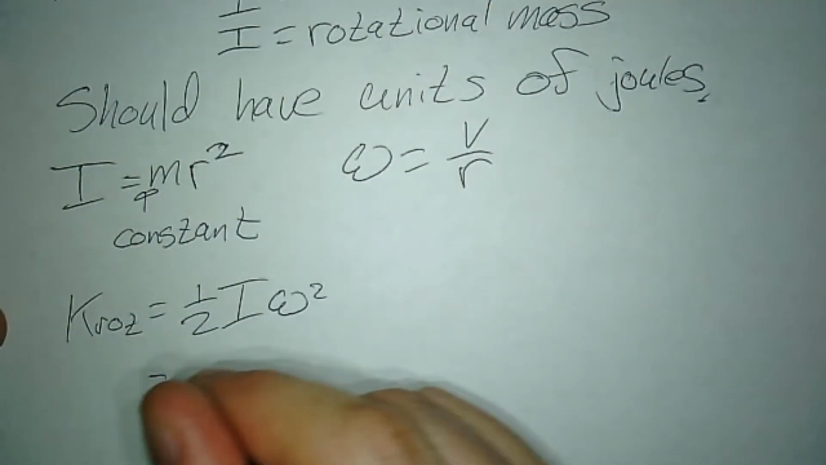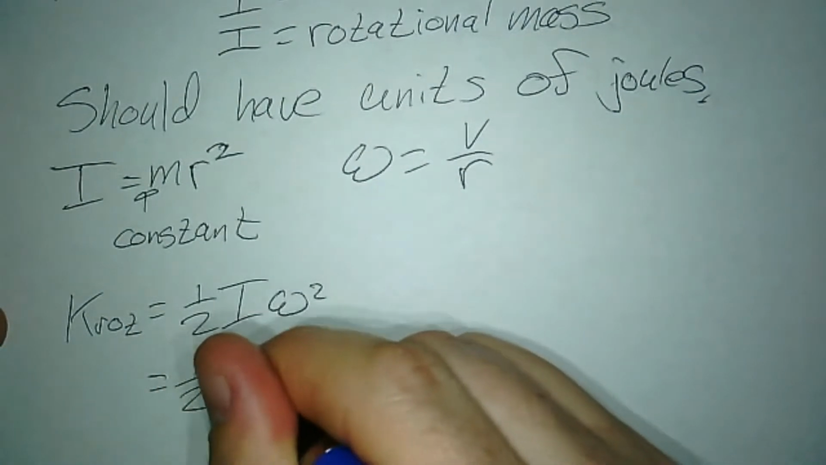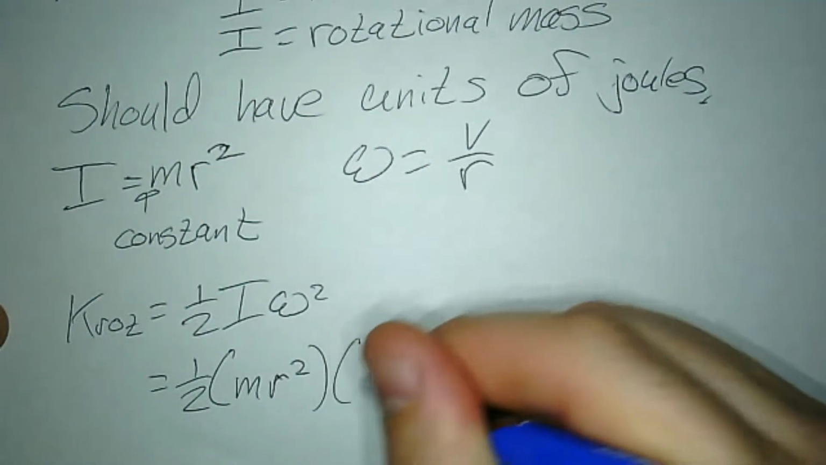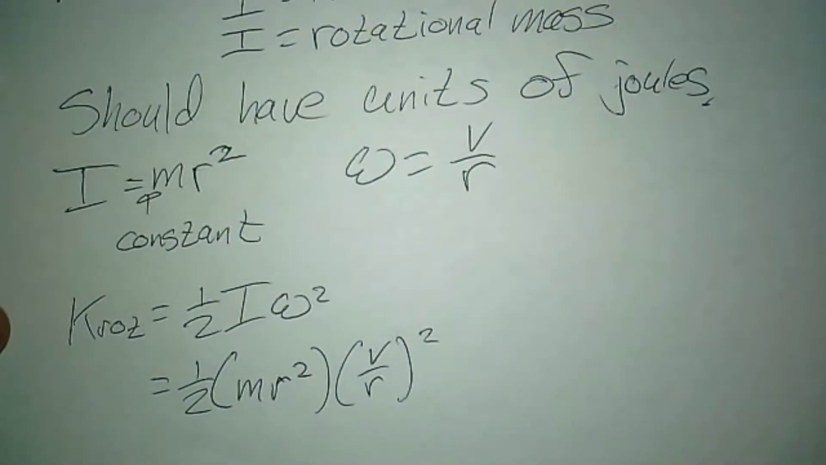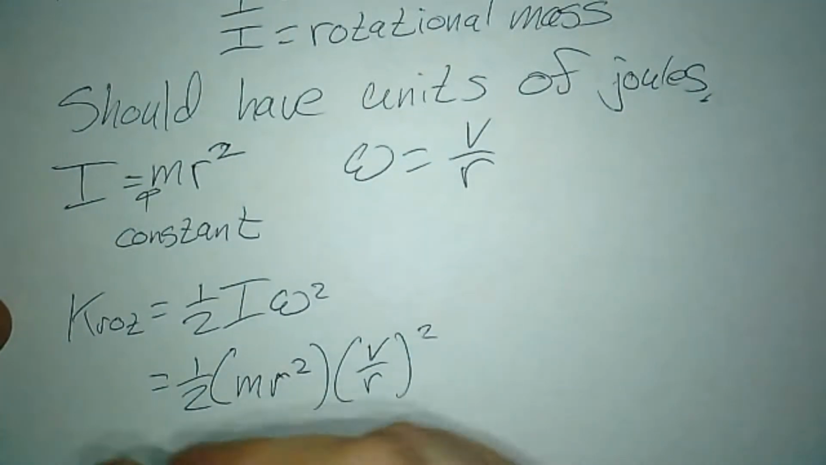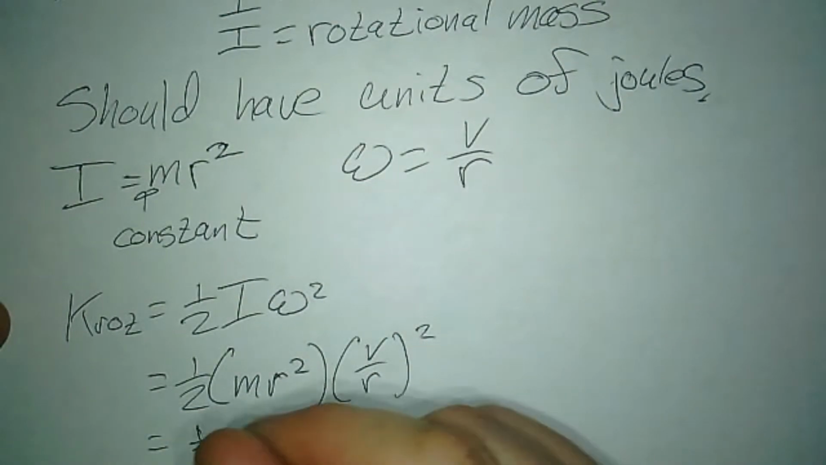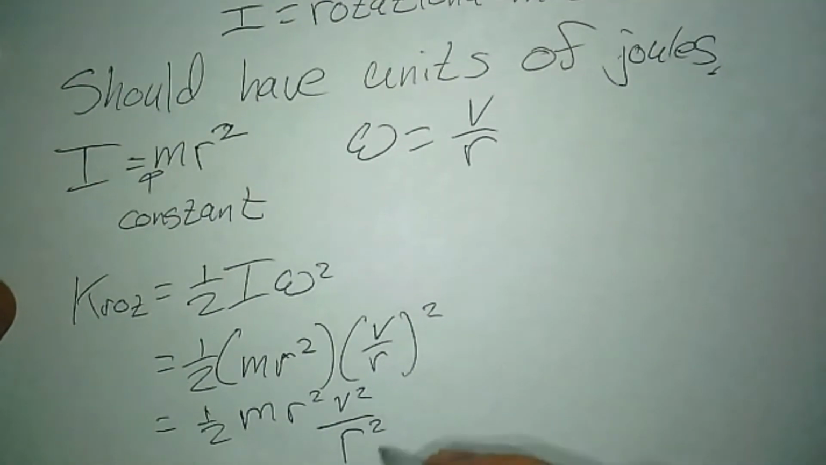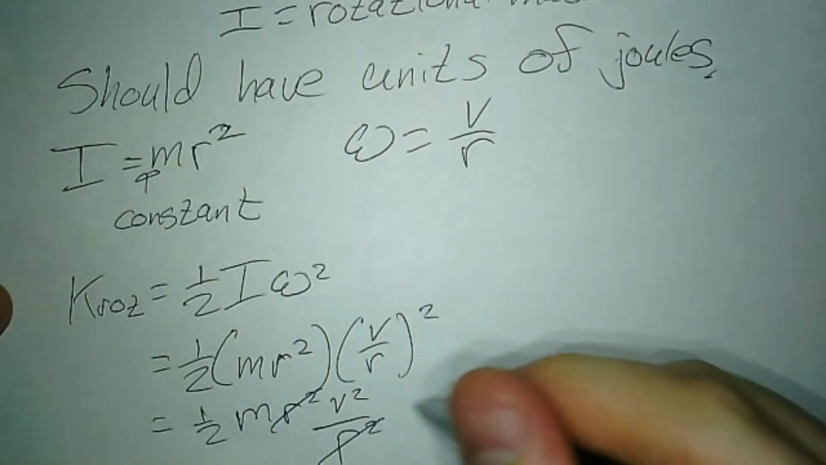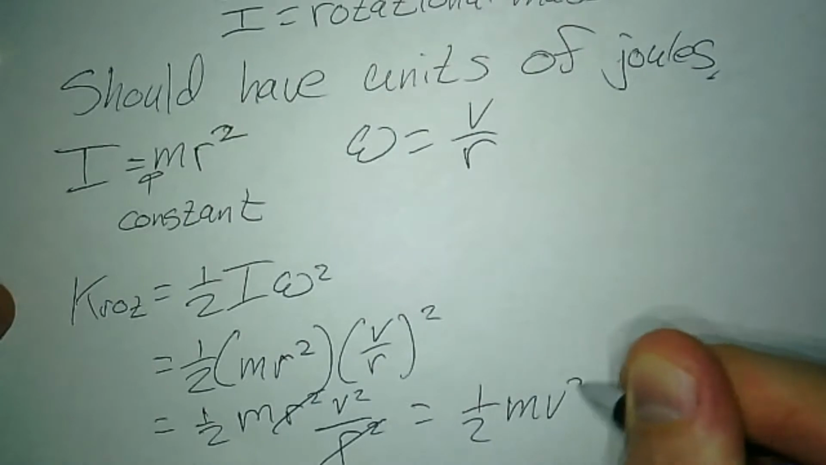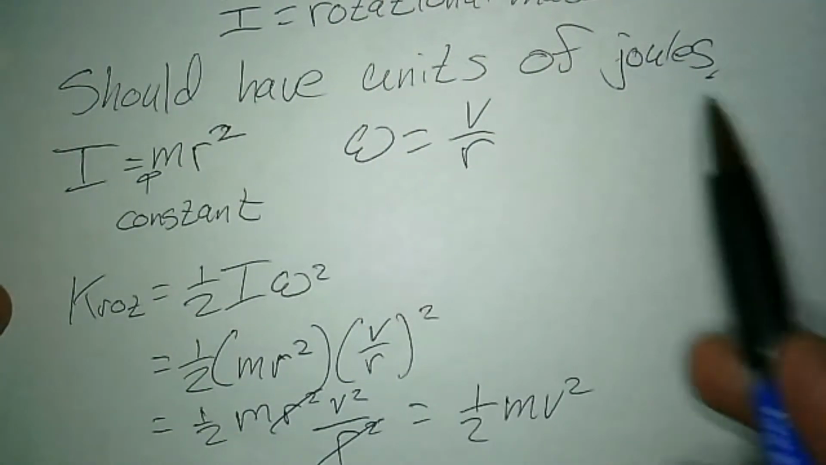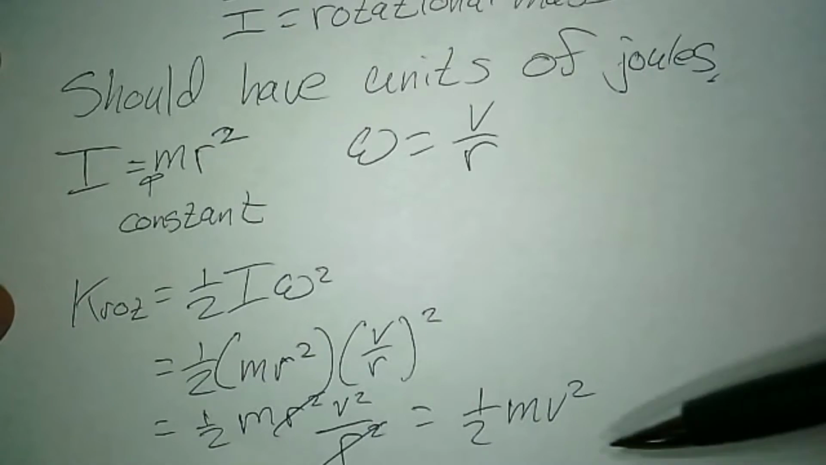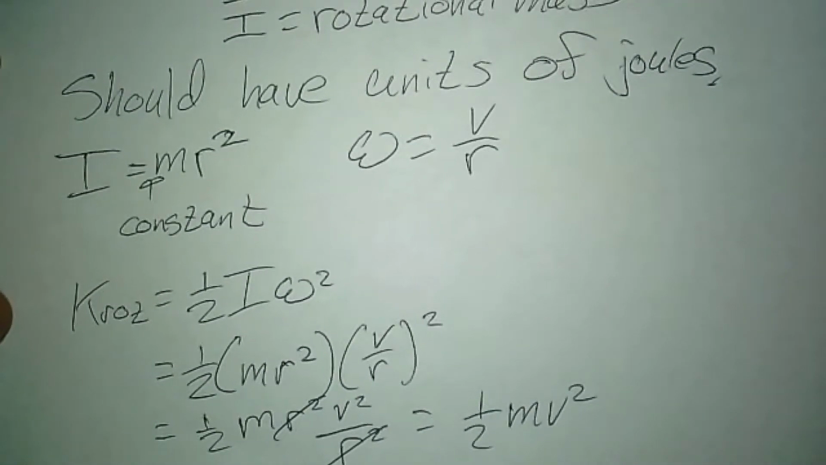But if I replace this I with mr squared, I'm going to put it in parentheses so you can see what I'm replacing. And I replace this omega with v over r squared in parentheses, so that goes together. So let's pull these guys out of parentheses. It's going to be 1/2 mr squared times v squared over r squared, right? So this and that cancel, and I am actually left with 1/2 mv squared. So for a single particle traveling around a circle, its rotational kinetic energy is actually just equal to its linear kinetic energy. This is the same form, so we know it's going to have units of joules, right?